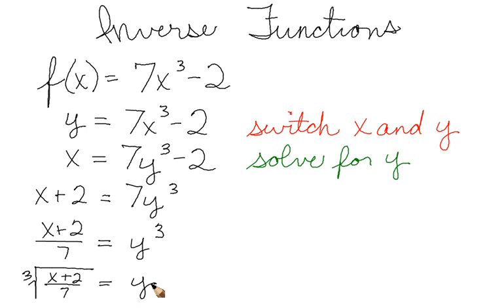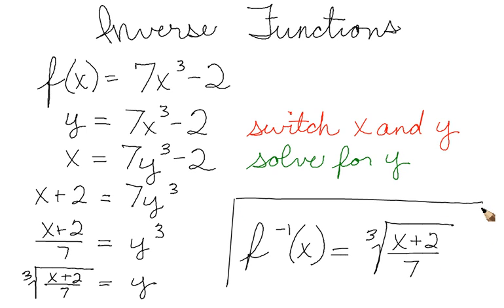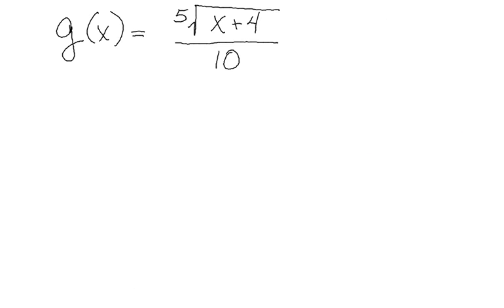Okay, lastly, after we get it back down to y being solved for, we're going to write it in function notation again, so that way we can have our answer. So we'll write f of x, but use the little inverse symbol on the f. That way we know it's the inverse of f and not the real f. Okay, so the inverse is the cube root of x plus 2 over 7. Okay, great. There we go.